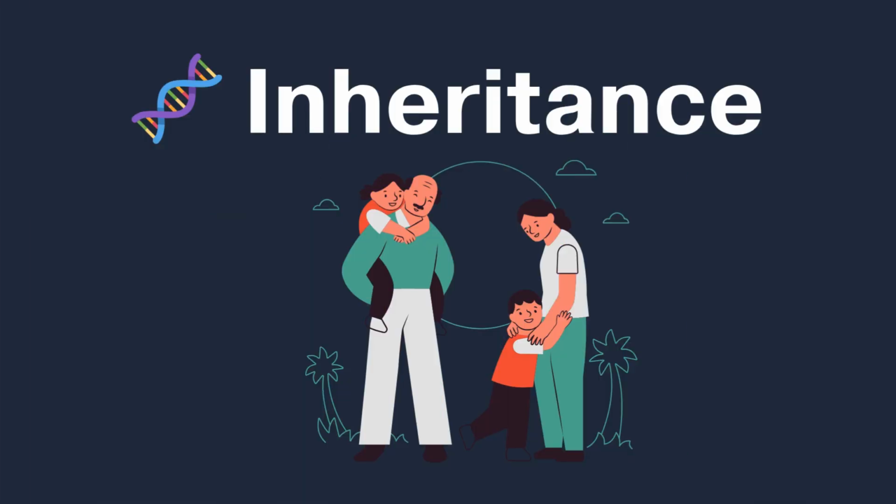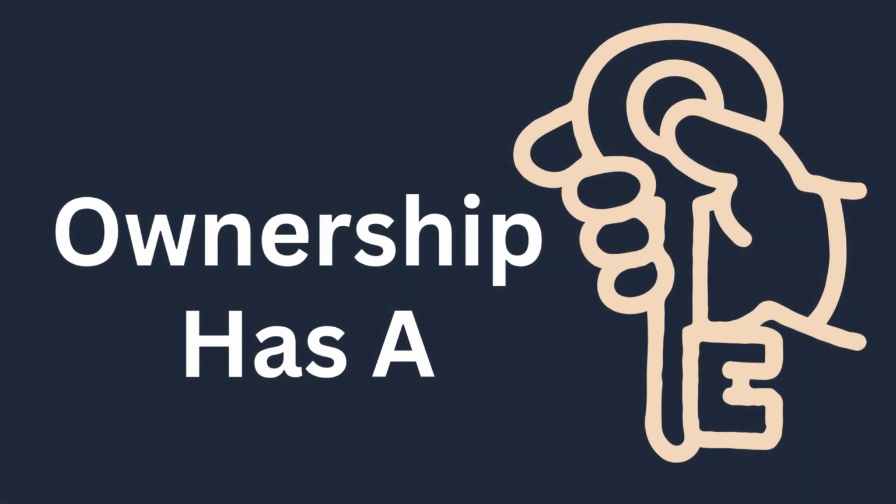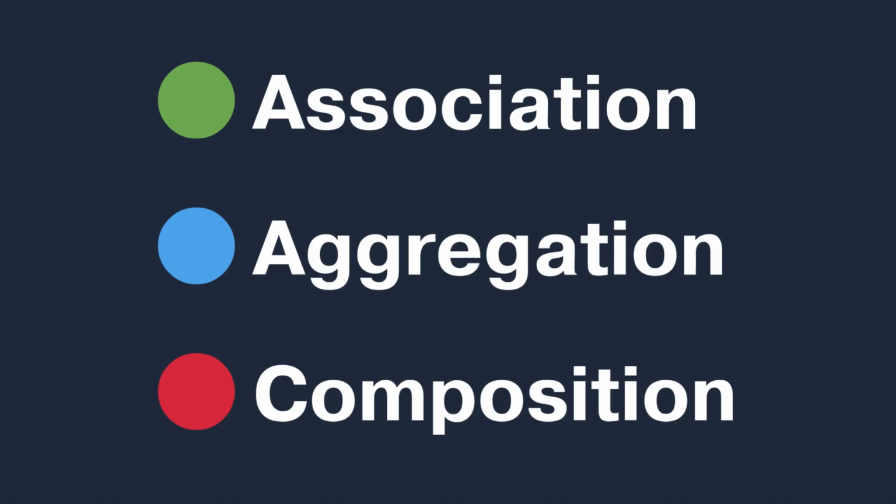Second, inheritance. The Kingdom Army class is the base class for all the soldiers. Why? Because Golden Knights and Knights share common traits like name, power, and attack enemy method. They inherit those from the parent class. So you can say a Golden Knight is a Kingdom Army, a Squire is a Knight, and also a Kingdom Army, indirectly. This is an is-a relationship, which is the heart of inheritance.